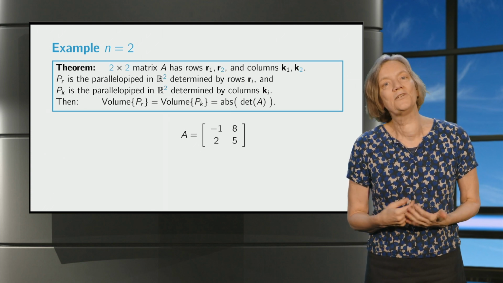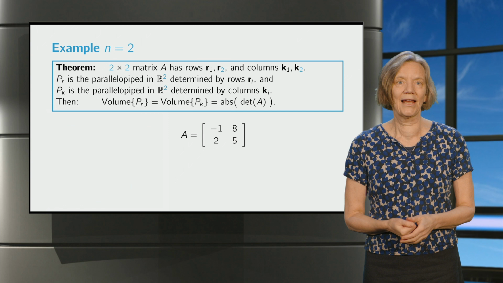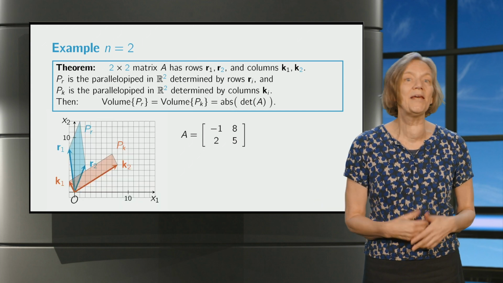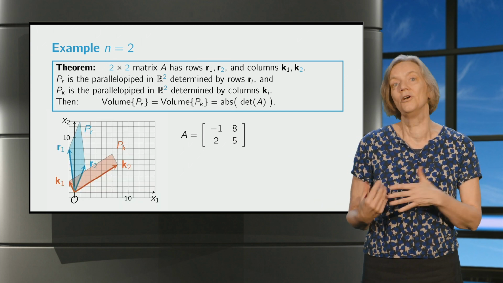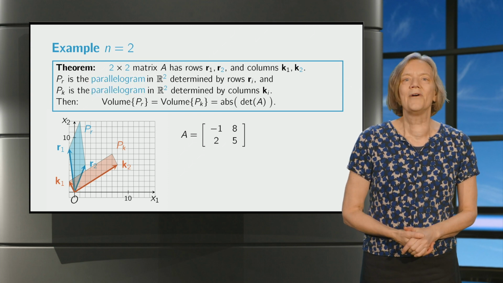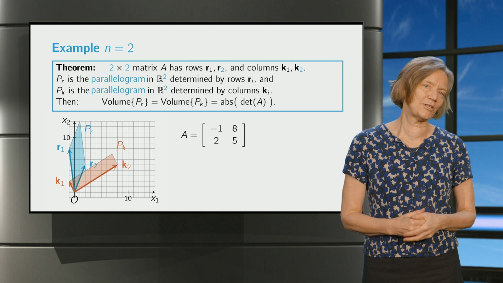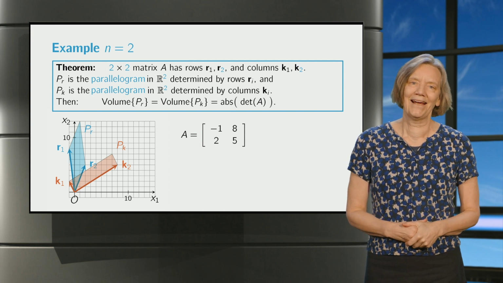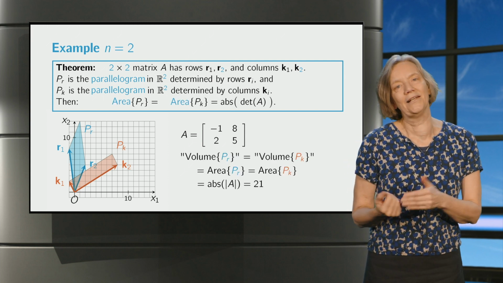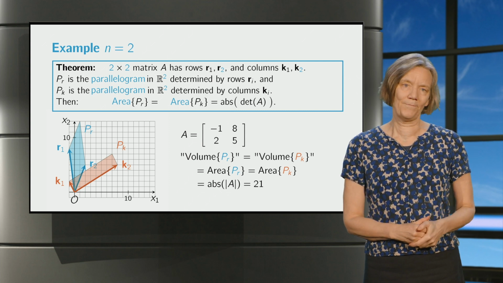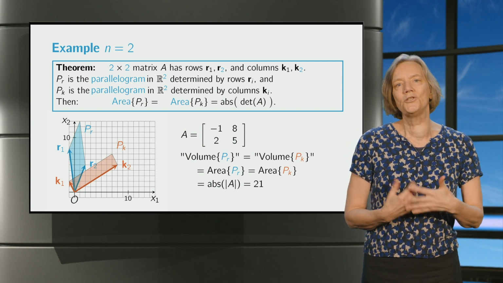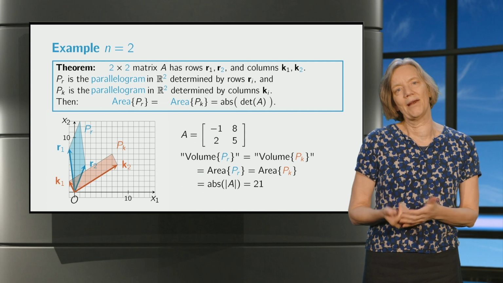A special case is for n equal to 2, as in this example. PR and PK lie in R2, so we can draw them. We have a special name for the parallelepiped in R2. It is called a parallelogram. And the volume of a parallelogram in R2 is just its area. These two different shapes have the same areas.